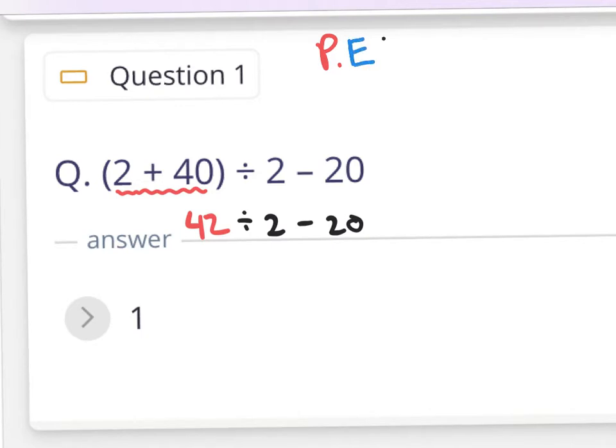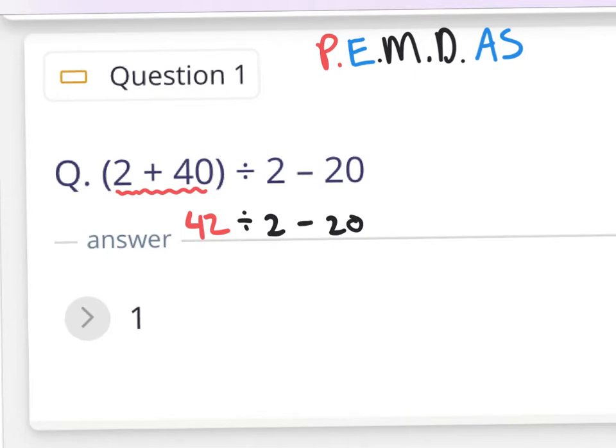But then after that, we have multiplication or division. Both the same color because they're both equal in value. You don't have to multiply first before dividing. You don't have to divide first before multiplying. It just depends what comes first from left to right. And you have your A and S, your addition and subtraction, at the very end.